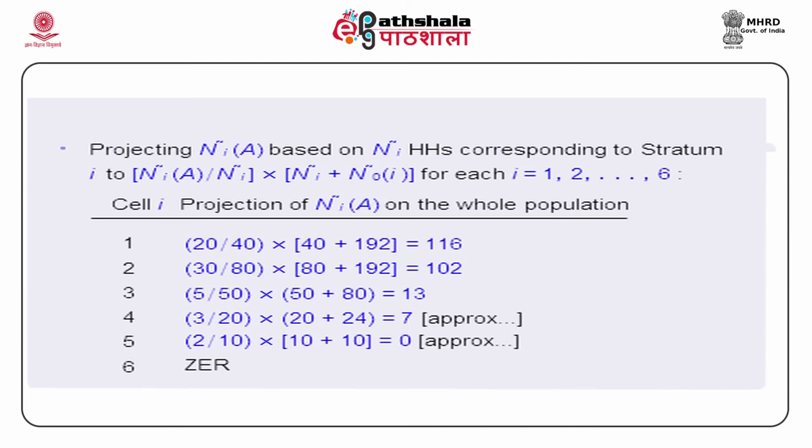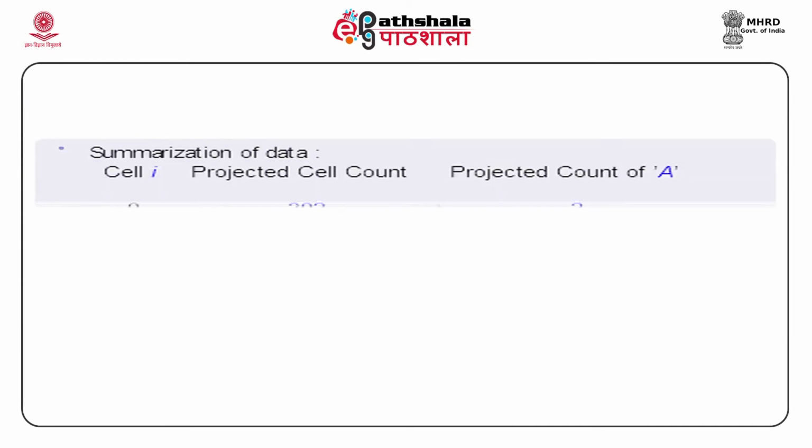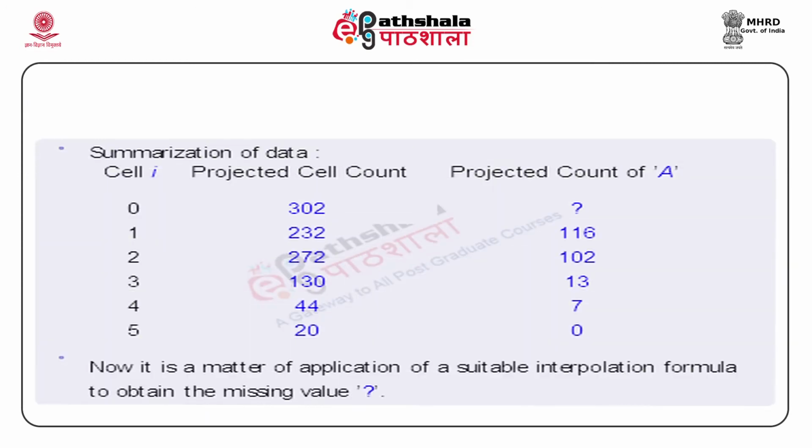I know 1, 2, 3, 4, 5, this is 0. All I want is cell I, cell category 0, that is the one that I want. Summarization of the data: cell category 0, projected cell count 302 out of 1000. I do not know the projected count of A, because they are never showing up. For everybody else, I know the number. I know the projected cell count, I know the projected count by using A.